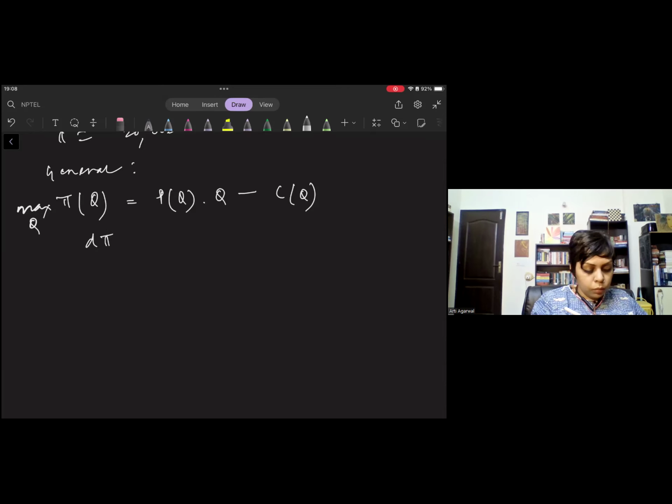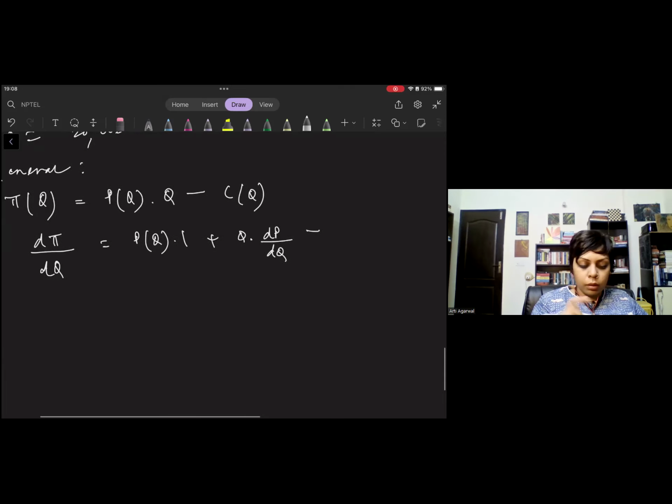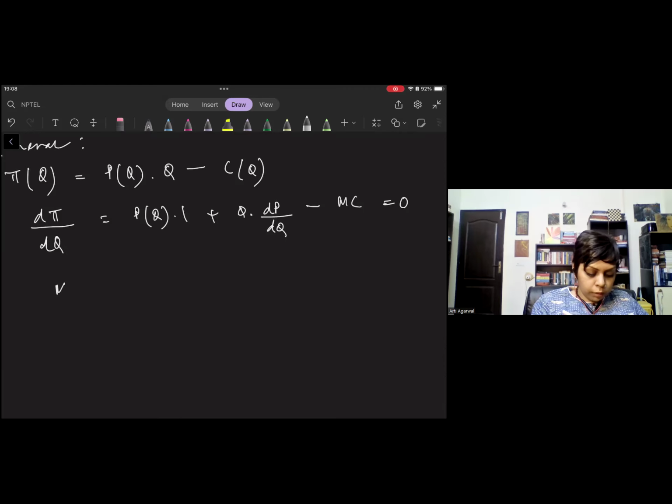So when you do the maximization, you will take the first order derivative, which is P into dQ by dQ, which is 1, plus Q into dP by dQ, minus marginal cost, and this is equal to 0. So from here, you can derive marginal cost is equal to P plus Q into dP by dQ.